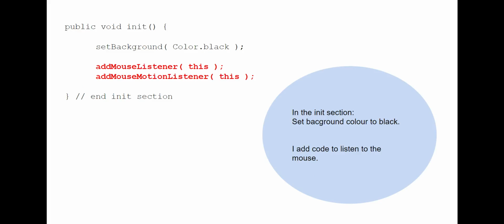All right, the init section. You should be familiar with the init section. You know that it gets run once at the start of your program. In this case, I'm setting my background color to black, and then I have two new lines of code, addMouseListener and addMouseMotionListener. Both of these lines of code you will type in exactly as shown and make no changes. Again, they will let Java know that your applet is using the mouse.